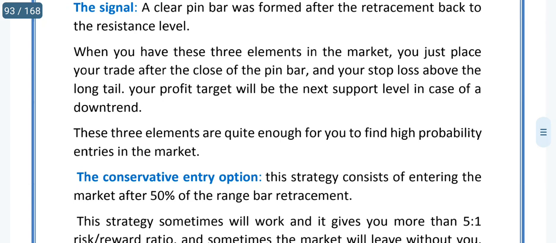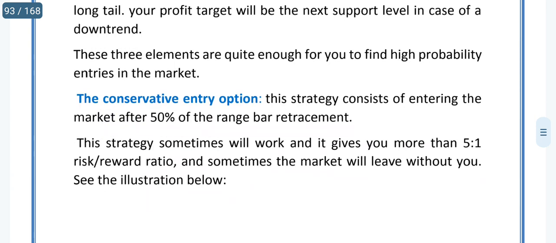But that is for the case when the market is in a downward trend, and such elements are quite enough for you to find high profitability entries in the market.